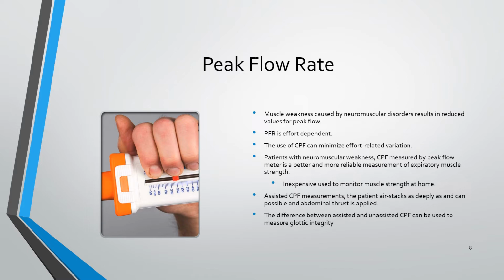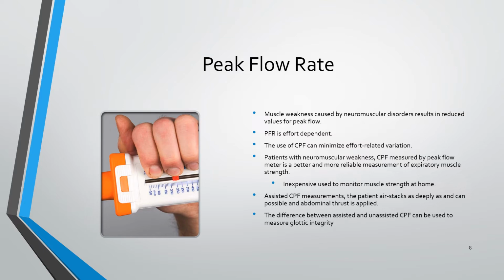The peak flow rate is a very simple test to do, and it's rather inexpensive. It can be done at home, it can be done at the bedside, it can be done anywhere. Basically, patients with neuromuscular diseases have a decrease in peak flow values, so it's a good indicator of how they're progressing. A lot of times the peak flow rate was used in asthmatic patients and COPD patients, but it really applies to this population too. The problem with the peak flow rate is that it's effort dependent.